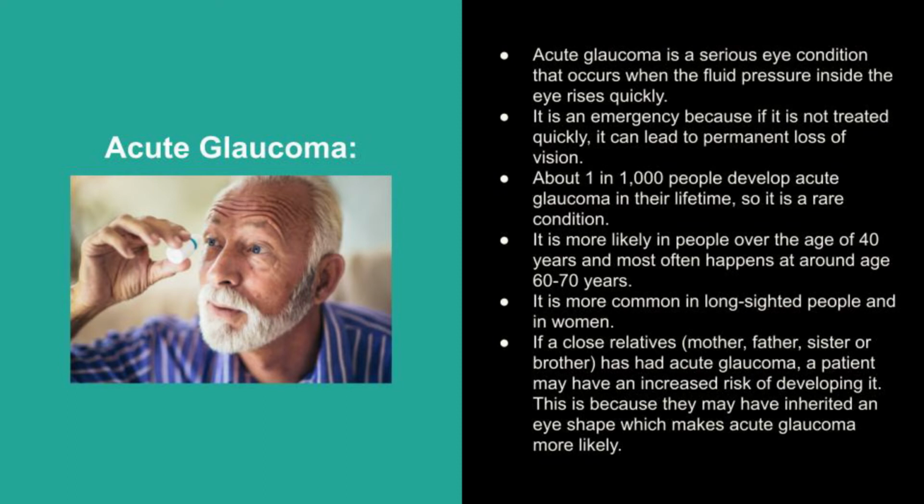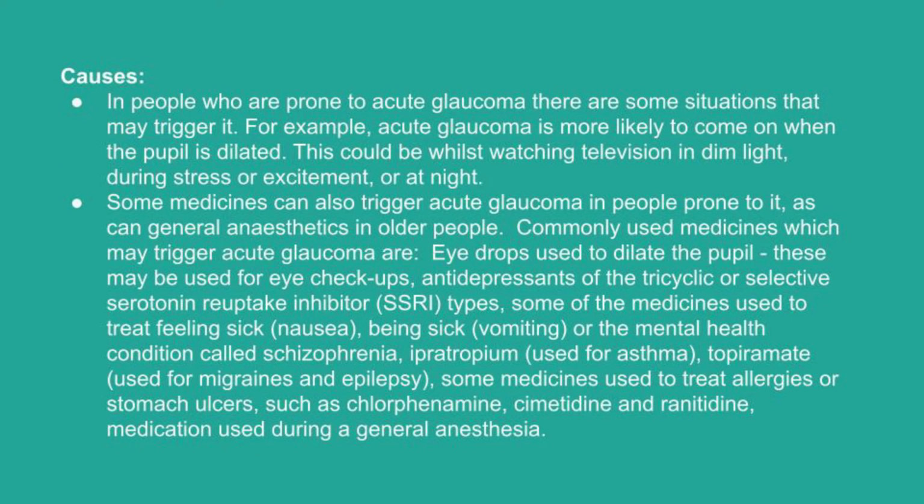Now, it is more common in long-sighted people and in women, and if somebody has a close relative that has had acute glaucoma. They think this is because they may have an inherited eye shape, which makes acute glaucoma more likely. Now, in people who are prone to acute glaucoma, there are some situations that may trigger it. For example, acute glaucoma is more likely to come on when the pupil is dilated. So this may be while watching television in dim light, during stress or excitement, or even at night.